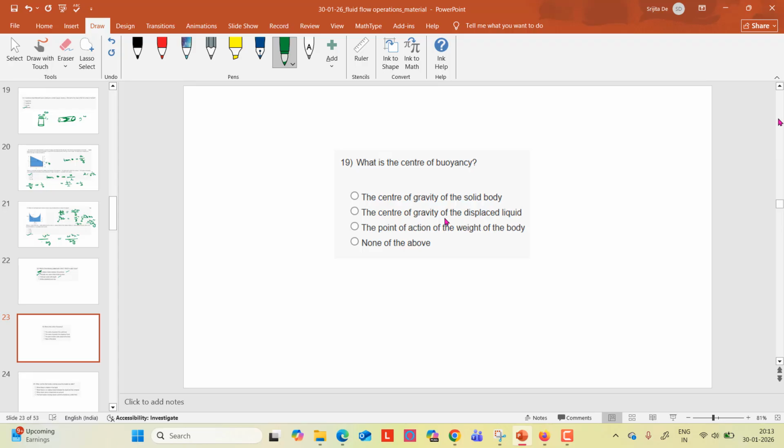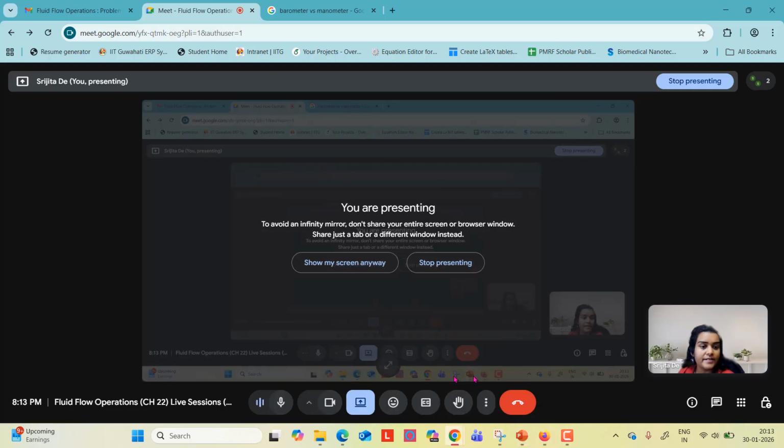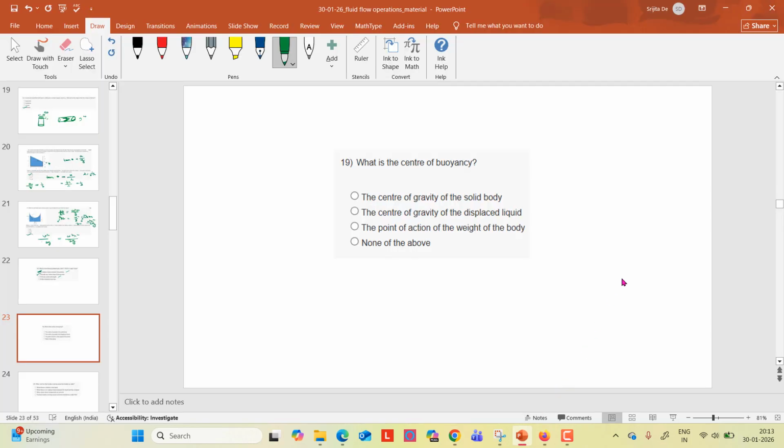What is the center of buoyancy? The center of gravity of the solid body, the center of gravity of the displaced liquid, the point of action of the weight of the body, none of the above. It is the center of gravity of the displaced liquid. Okay.